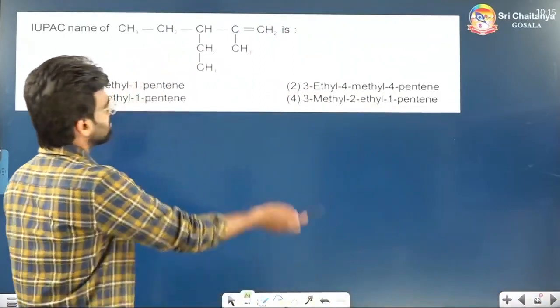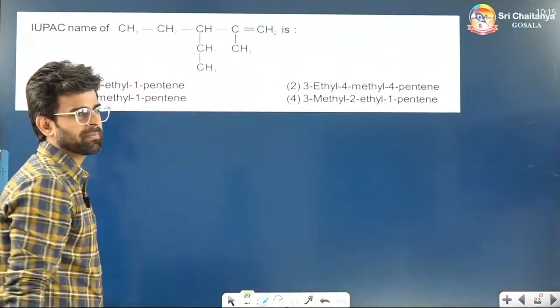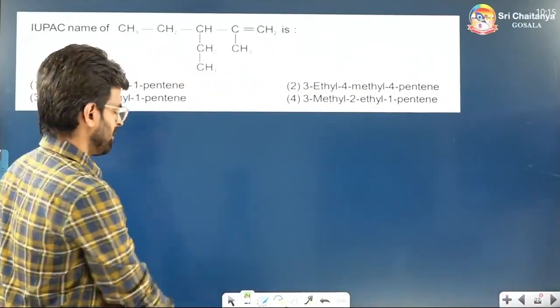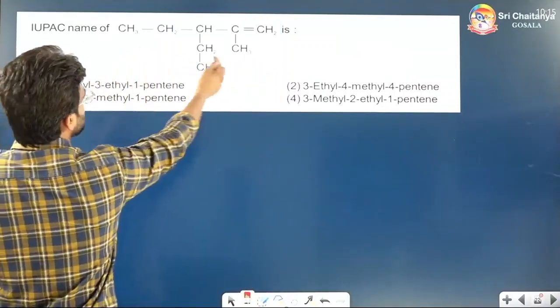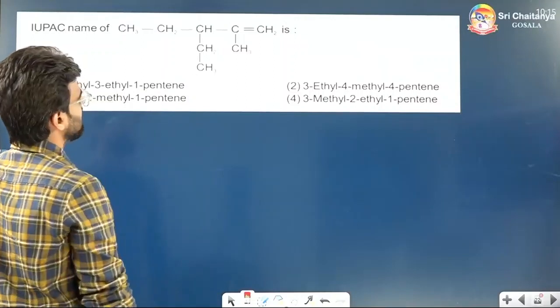Okay, before that, one more you can give, right? Last question, beta. Find the answer for this question. They're asking for the IUPAC name of this one. So please make it fast.